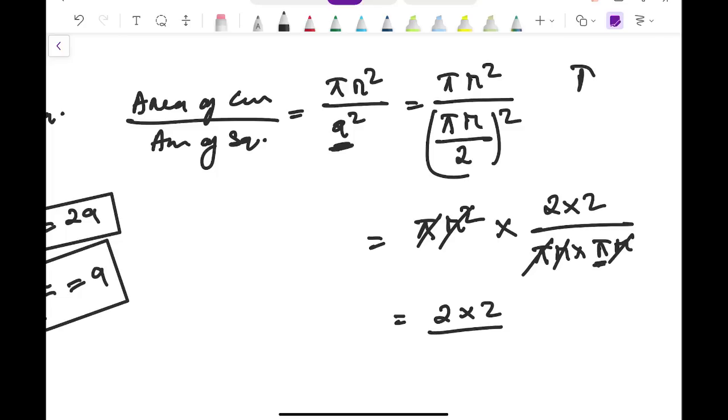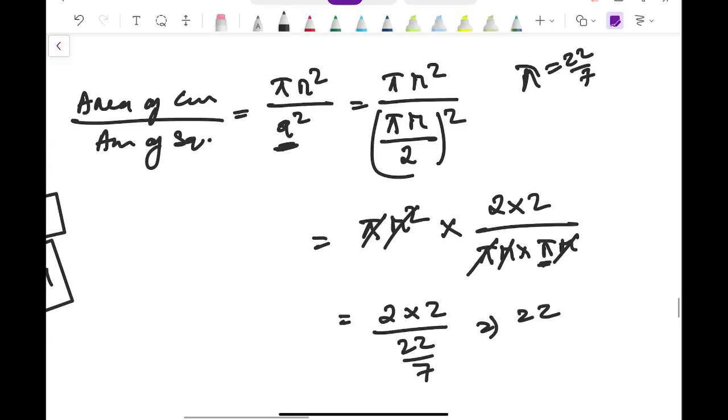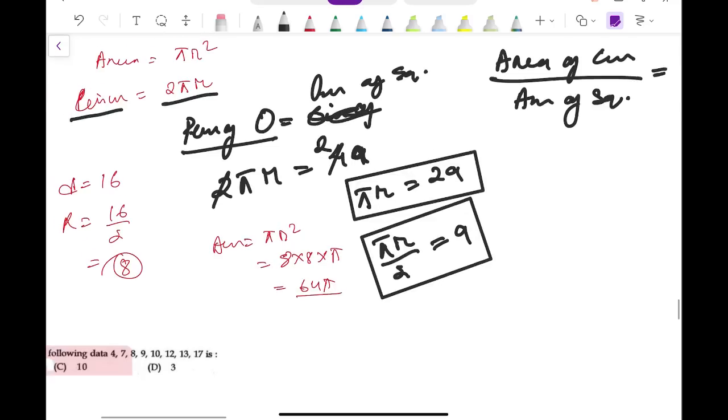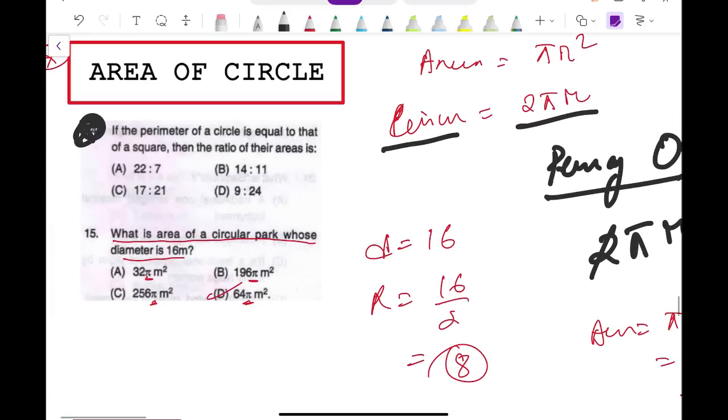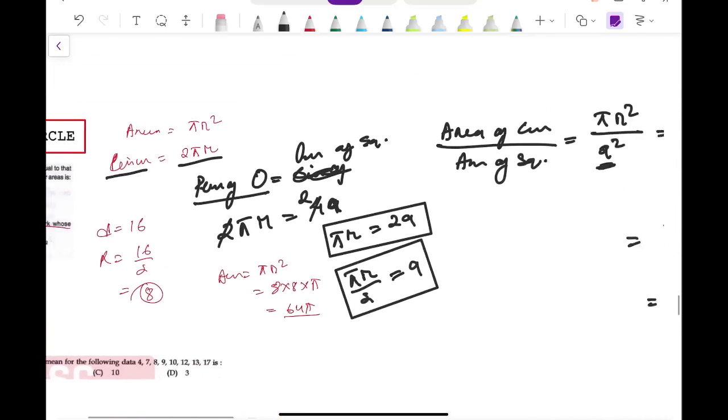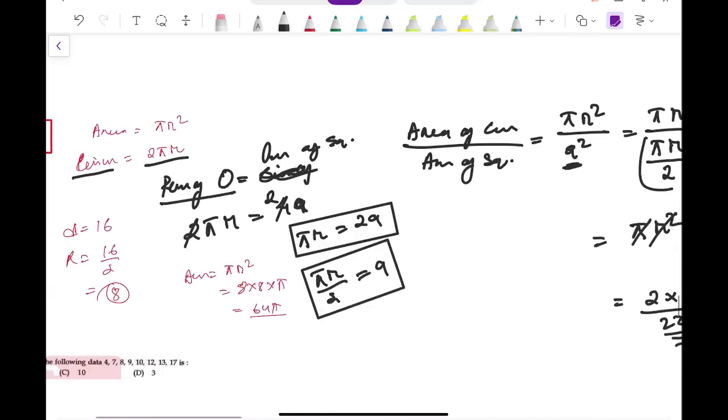Remember that pi value is nothing but 22 by 7. So the pi value is 22 by 7. So this can be written as 2 into 2 into the reciprocal of this one, 7 by 22. So 2 11s are, so 7 2s are 14 divided by 11, which simply means 14 is to 11. Do we have 14 is to 11 in the options? Yes. So the answer here is 14 is to 11. There are shorter approaches to this one, but I'm just giving you this from an understanding point of view.